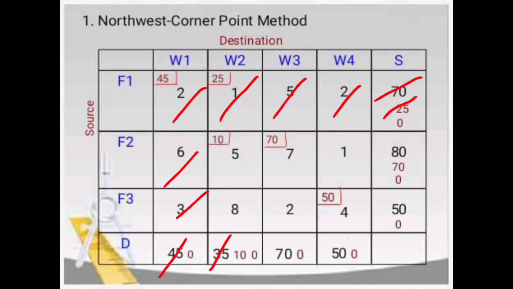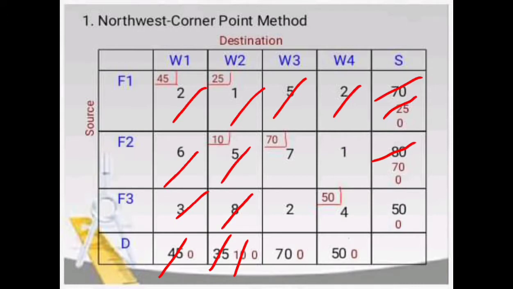Next, again, find the northwest corner. So this is the northwest corner, and then from the supply we have 80, and from the demand we have a remaining 10. Because 10 is the lesser value, we allocate 10 here, and then cancel out 10 here from the demand, and from the supply 80 minus 10, which is equal to 70. Because the demand has been satisfied, the following cells are cancelled.